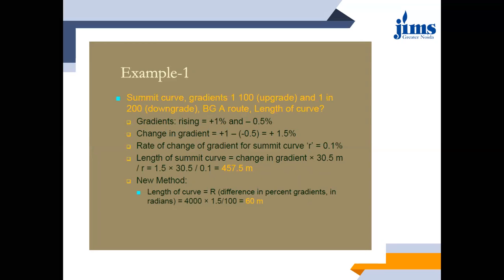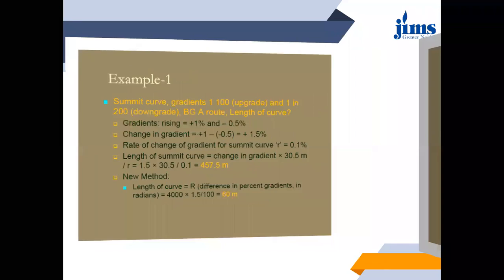The length of the summit curve is calculated as L is equal to change in gradient into 30.5 upon R. It comes out to be 457.5 meters. And as per the new method, the length of the curve will be R, the radius which is provided, into the change in gradient, small r, upon 100. That is 60 meters.